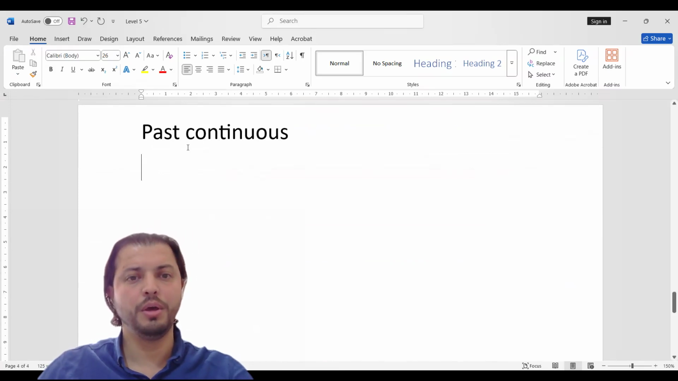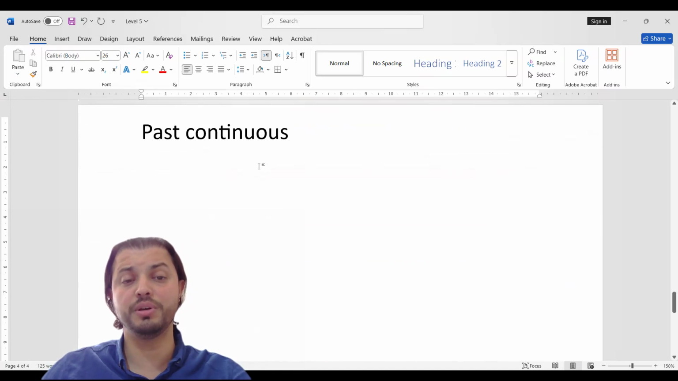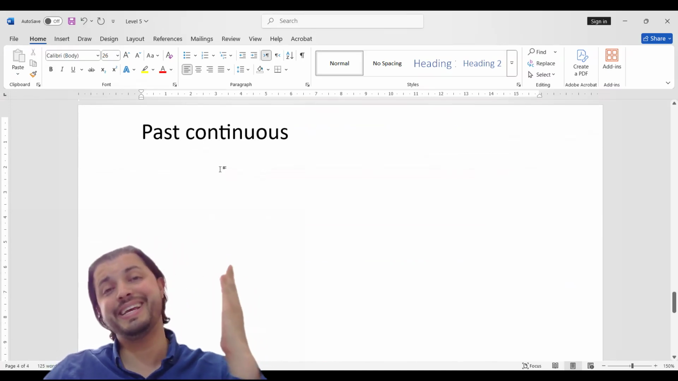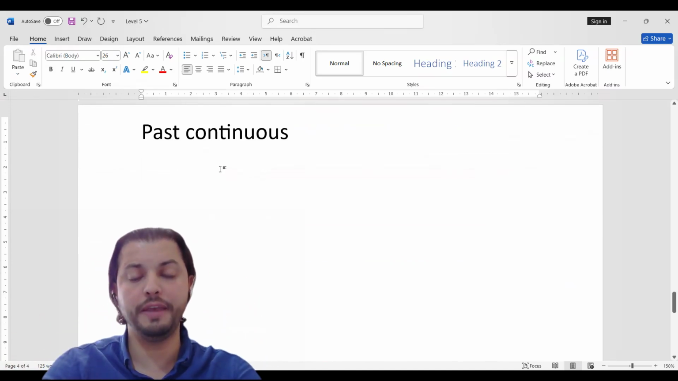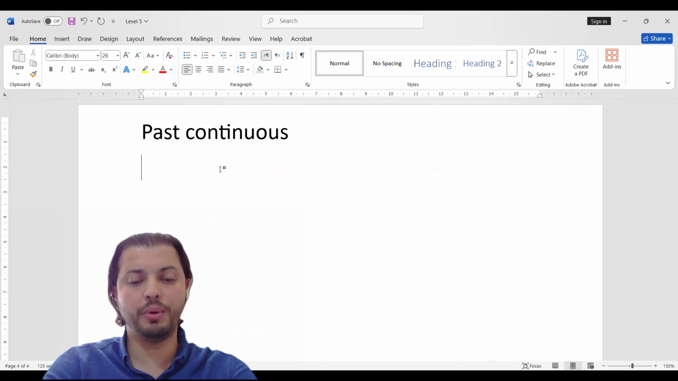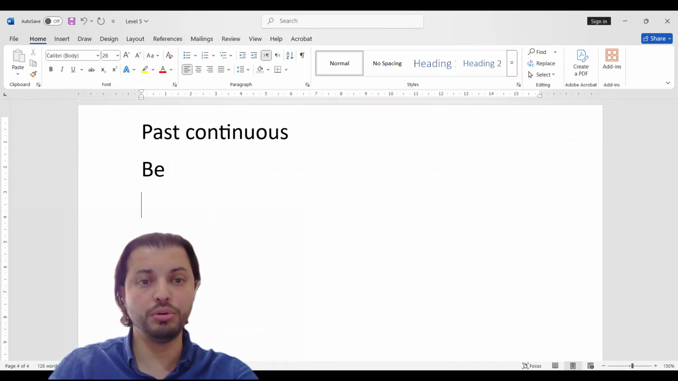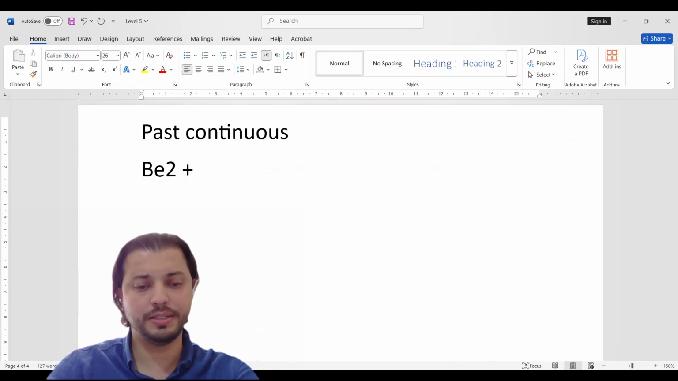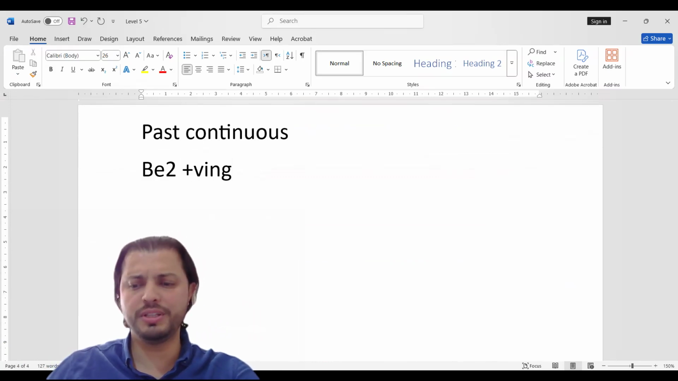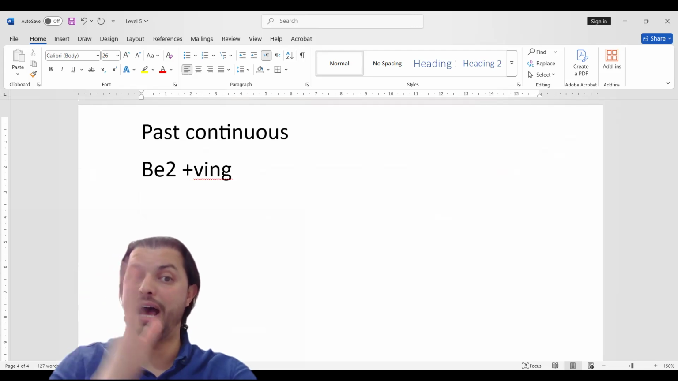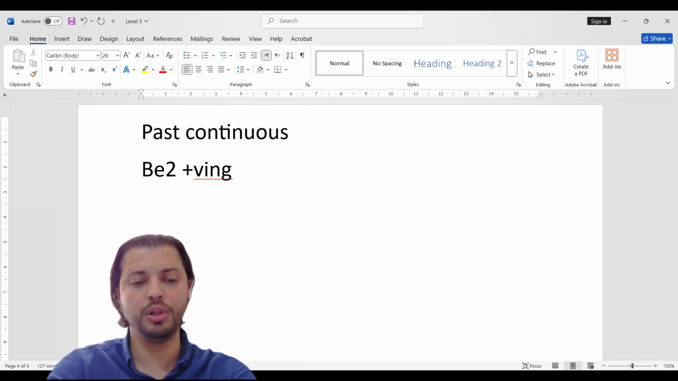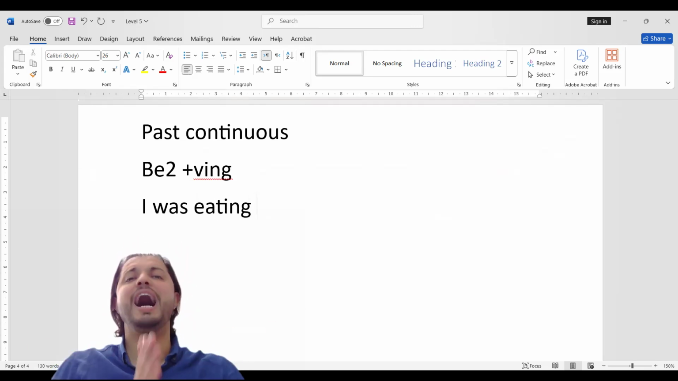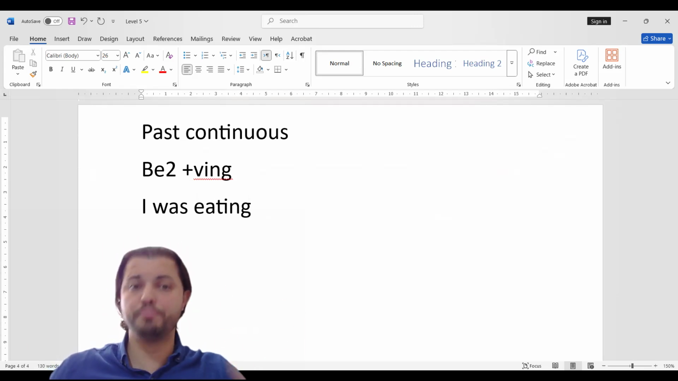continuous. Okay. Past continuous. So past continuous is something in the past that started and was going on. So how can we make it? Be plus V-ING. So what does it mean, be? It means was, were, am, is, are. So for example, I was eating. That's it. I was eating in the past when something happened.